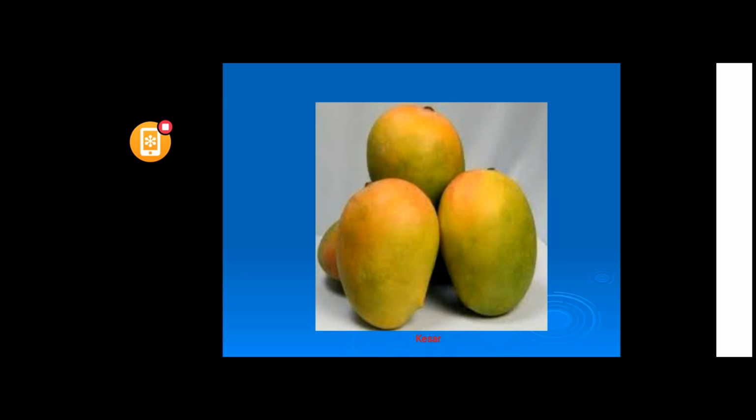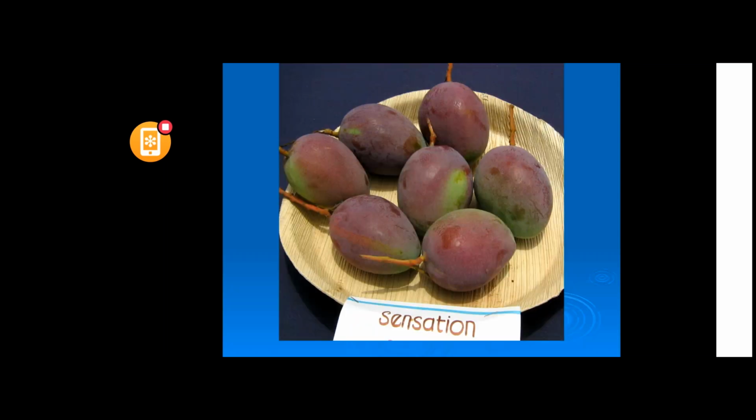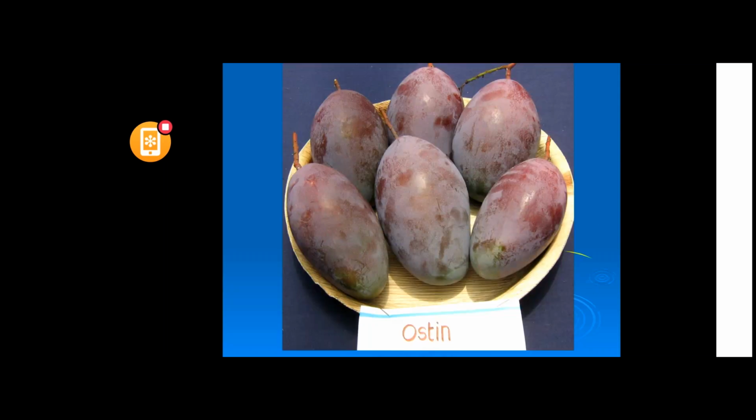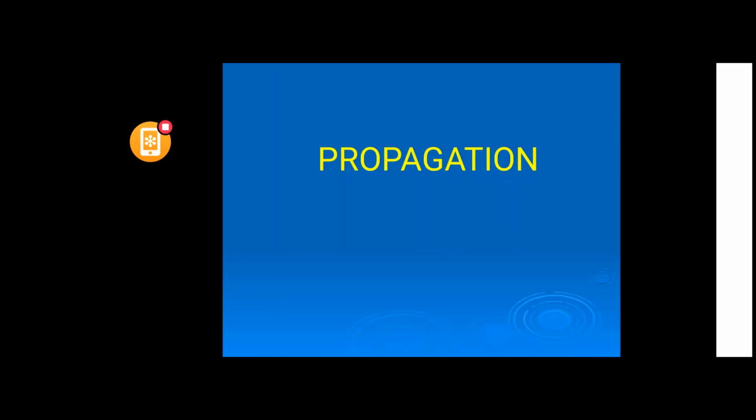Kesar is another good variety. It is exported from India now, from the West. It is a very good variety. Some exotic varieties are also given here: Tommy Atkins, Sensation, Austin, Kensington. These are exotic varieties used as parentage in many hybrids.